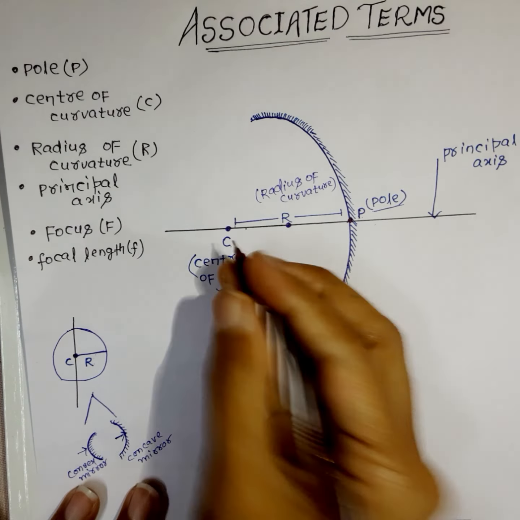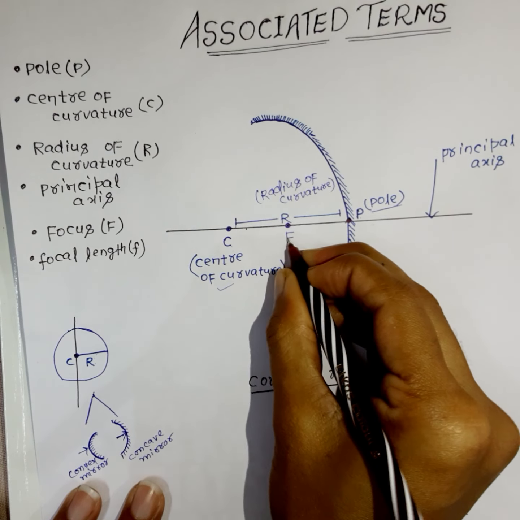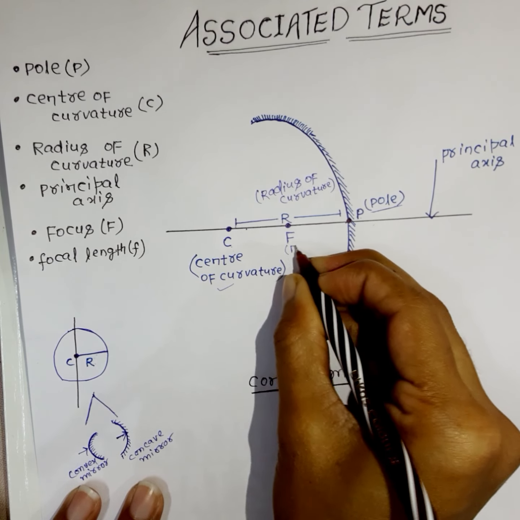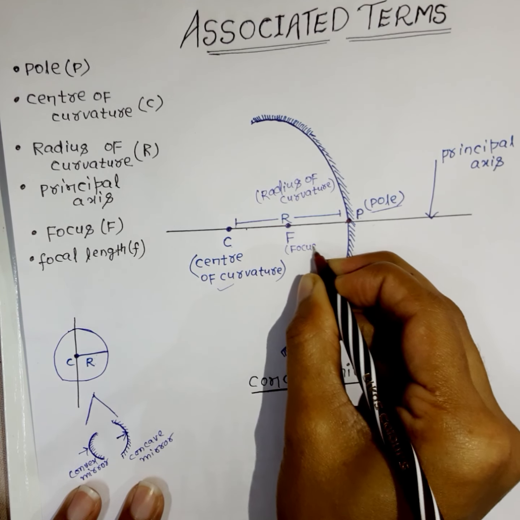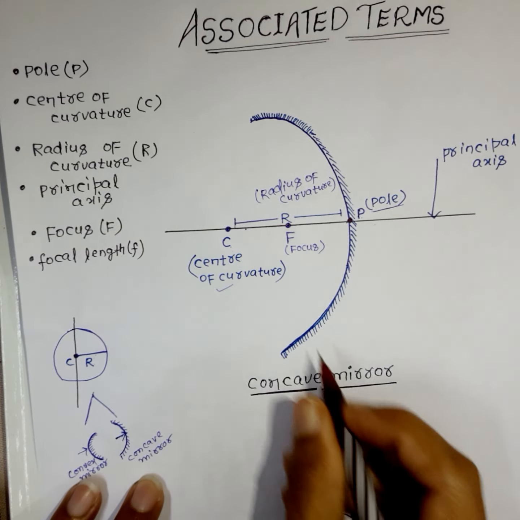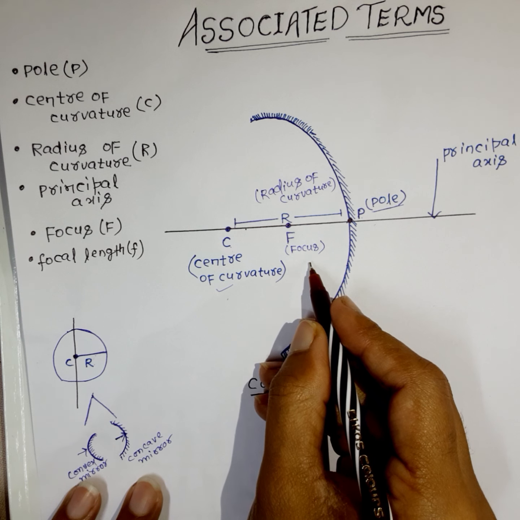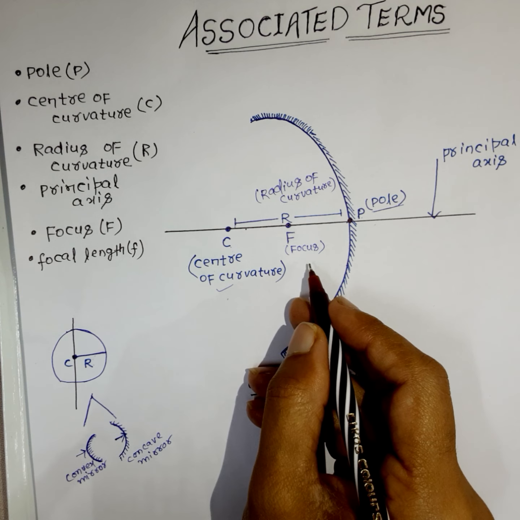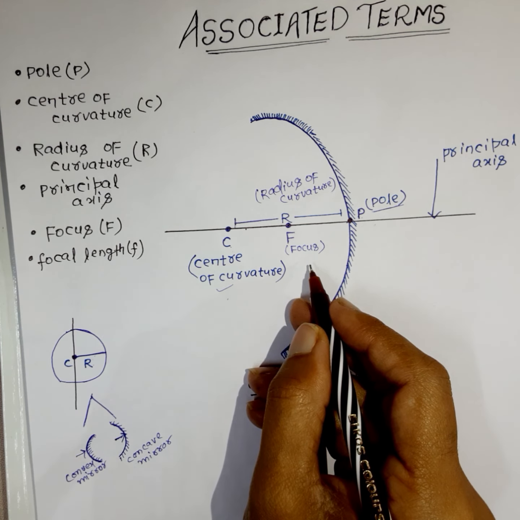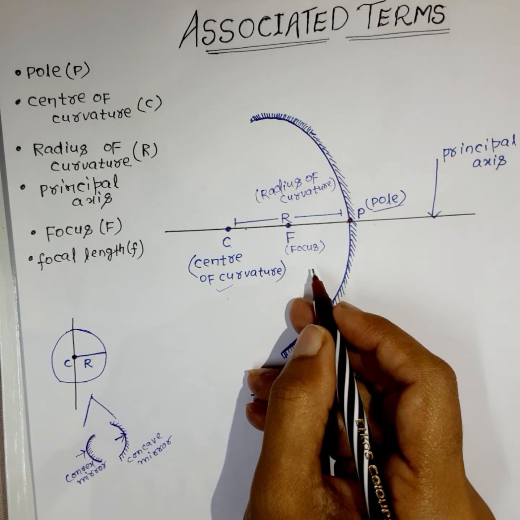So this is the focus. We represent focus by capital F. So what is focus? Focus is the middle point of the center of curvature and the pole. And this is also the meeting point of the reflected ray where the image is formed.